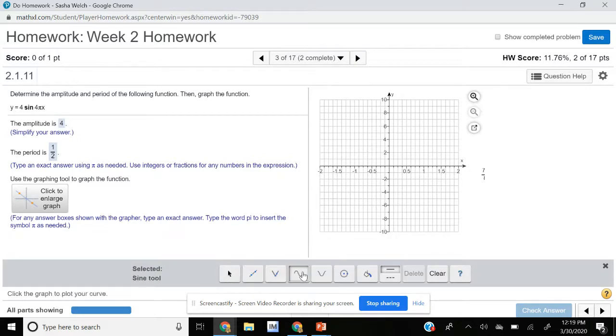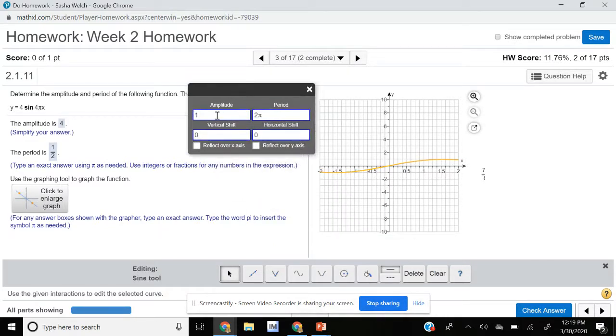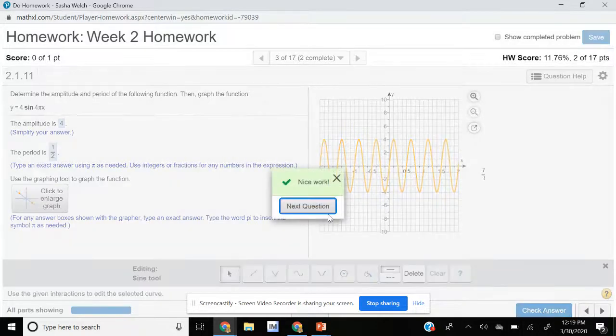Come over to my graph. I click sine. Okay. Well, that looks kind of weird. So I need to change my amplitude to 4. And I need to change my period to 1/2. If you need a pi in there, you can literally type pi and it types pi, but we don't want pi, we just want 1/2. Enter. There's no shifts or anything. Check your answer. Hooray, you're done.